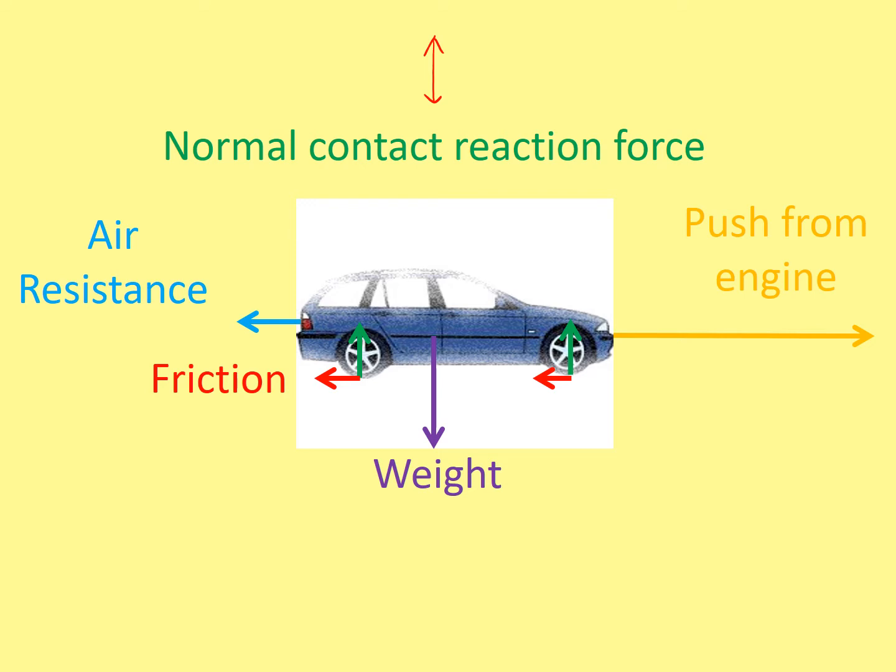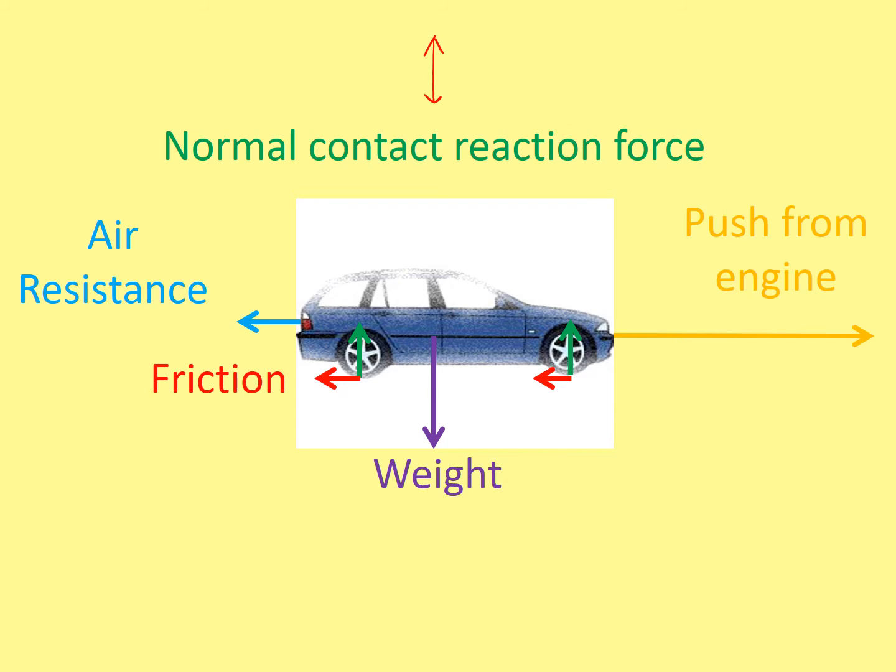Now, if you look at the size of the arrow for weight and then the size of the arrows for the normal contact reaction force, you can see that if you put both of these small arrows together, they would be the same length as the weight arrow. And that means that the forces are equal. It means that there's an equal amount of force pulling the car down as there is pushing it up. Now, I know that they're equal because the car doesn't move up or down, and therefore the forces are equal.